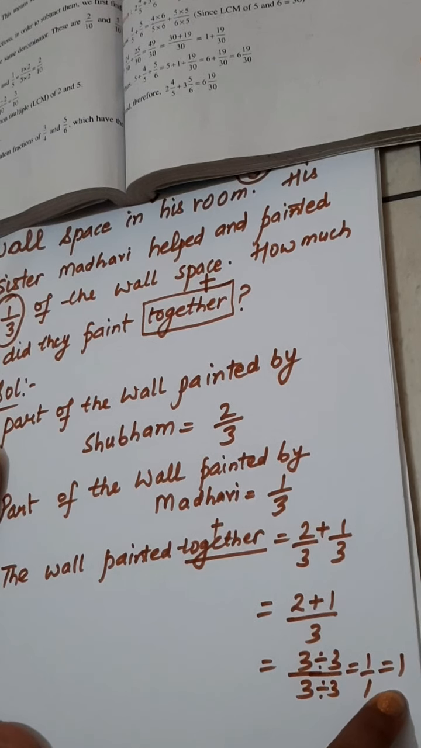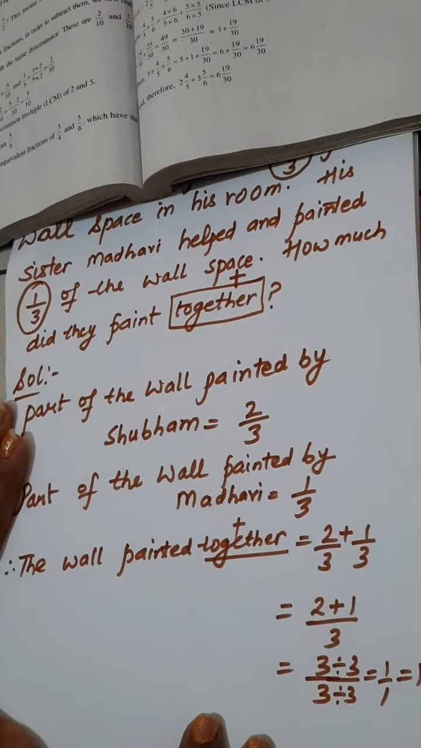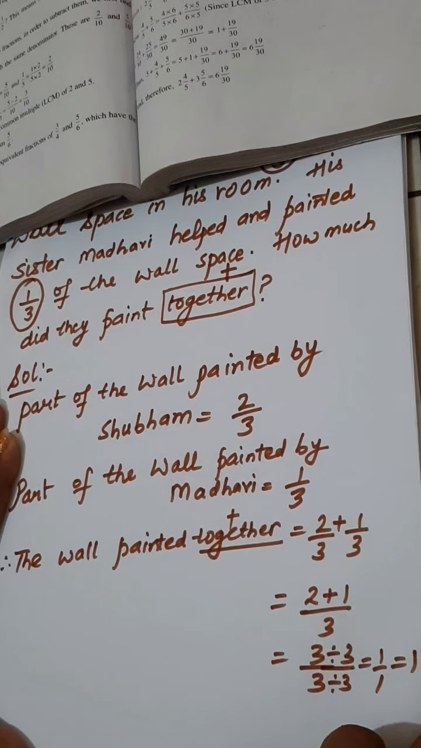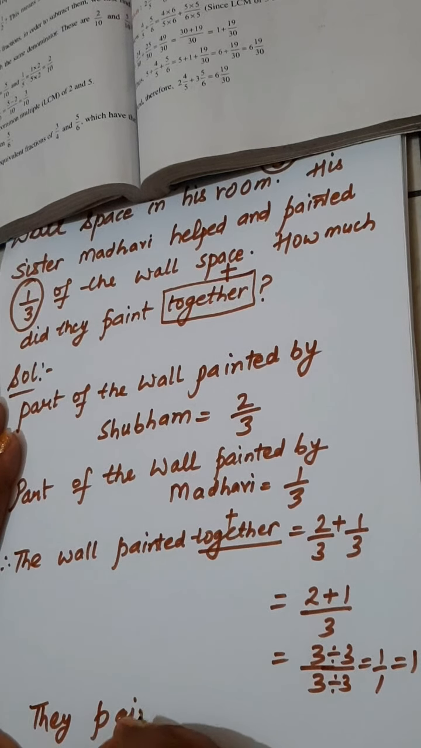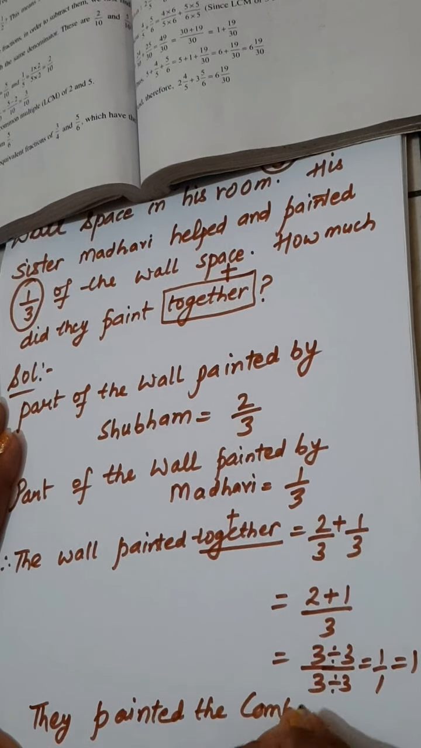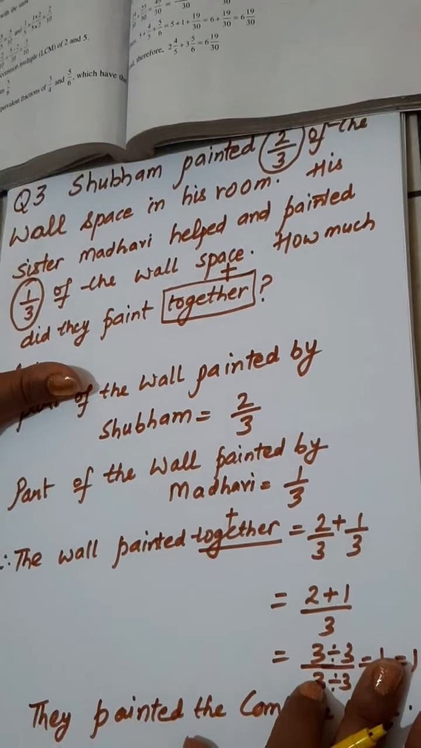This 1 indicates that they painted the complete wall. So your answer is they painted the complete wall. So I will write, they painted the complete wall. So this is all about your question number 3.